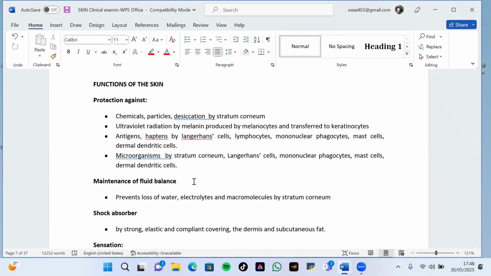Another function of the skin is to protect the body from ultraviolet radiation. And this is carried out by melanin, produced by melanocytes in the epidermis. Then also, the skin protects the body against foreign invaders through the cells found in the epidermis, known as Langerhans cells and lymphocytes.